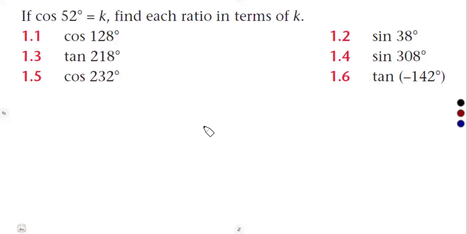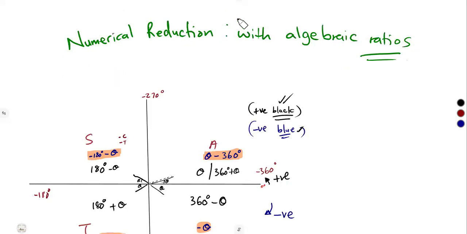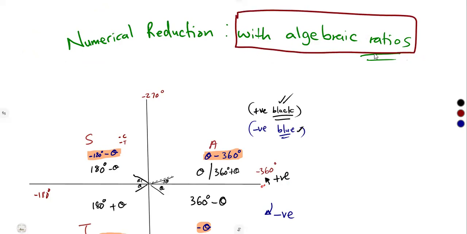So when given a type of question, as we have in this case, we are given that if cos 52 degrees is equal to k, find each ratio in terms of k. Each is supposed to be in terms of what you are given here. These are typical questions of your numerical reduction as we had before. But now it is having algebraic ratios.